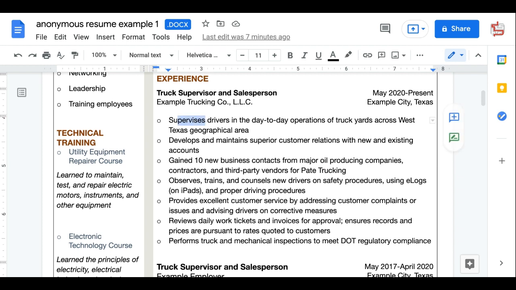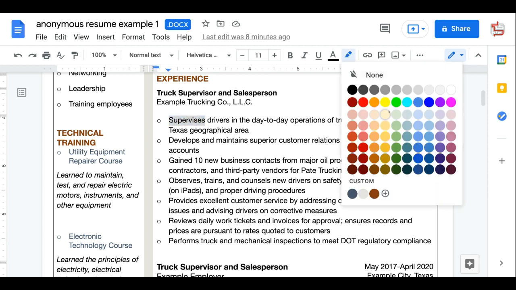one of the most common mistakes that students make when they write their resume is that they don't match the verb tense to what the job is. So, for example, this is something that this person is still working at. So, let's take a second and highlight a couple.